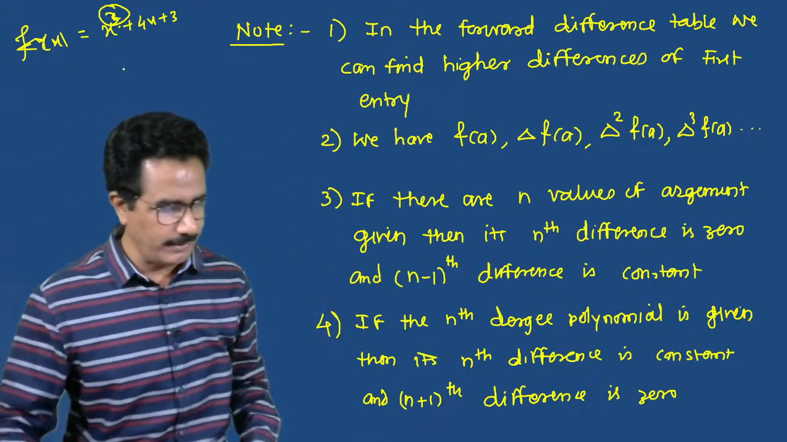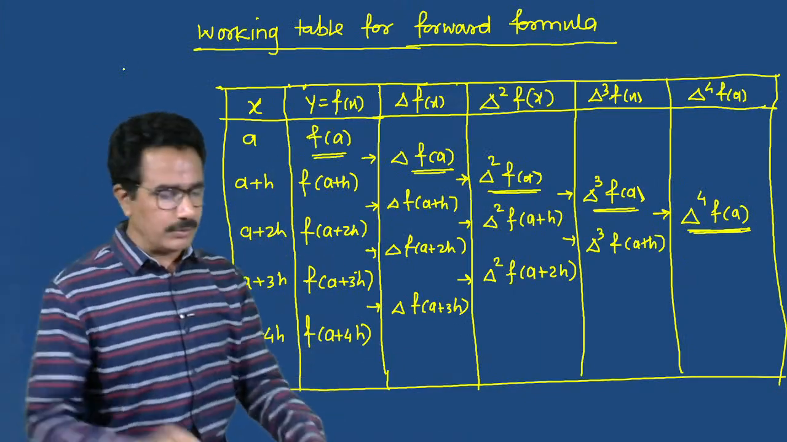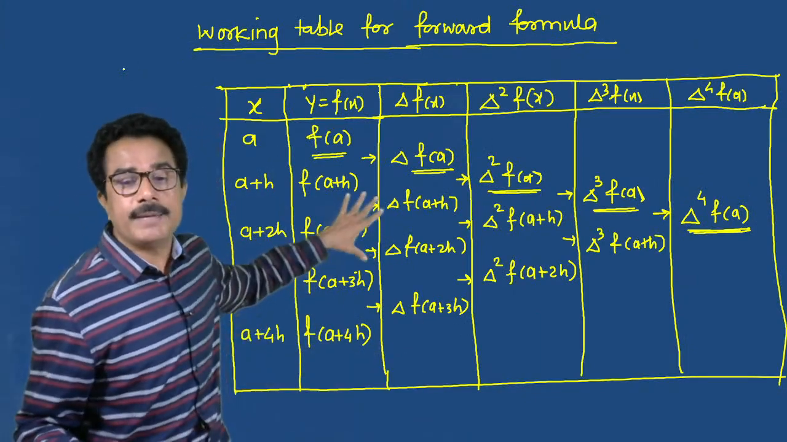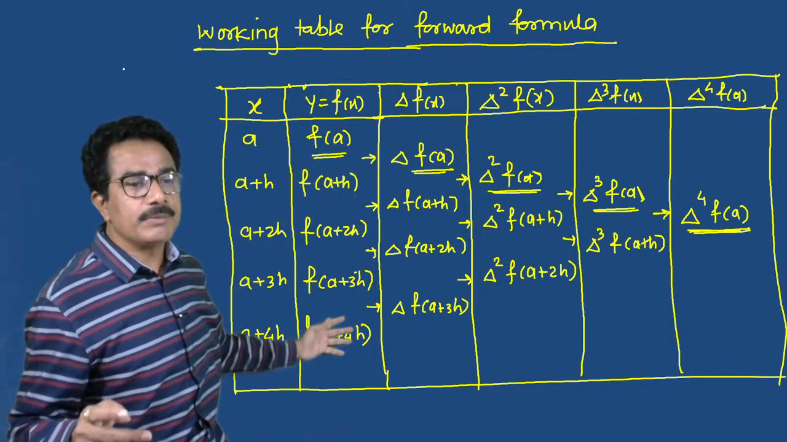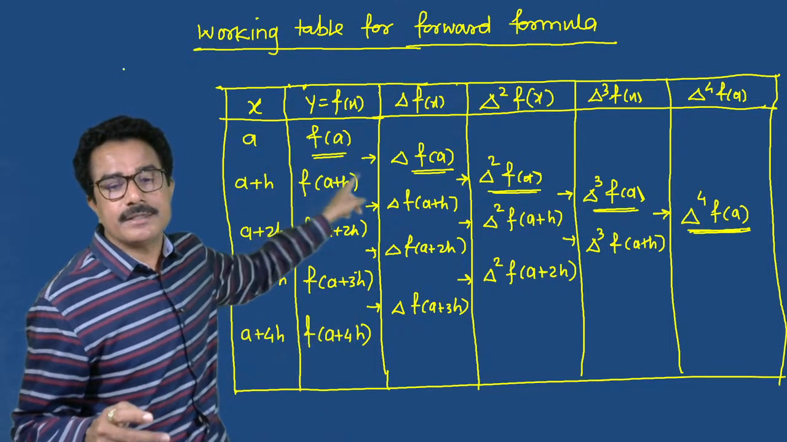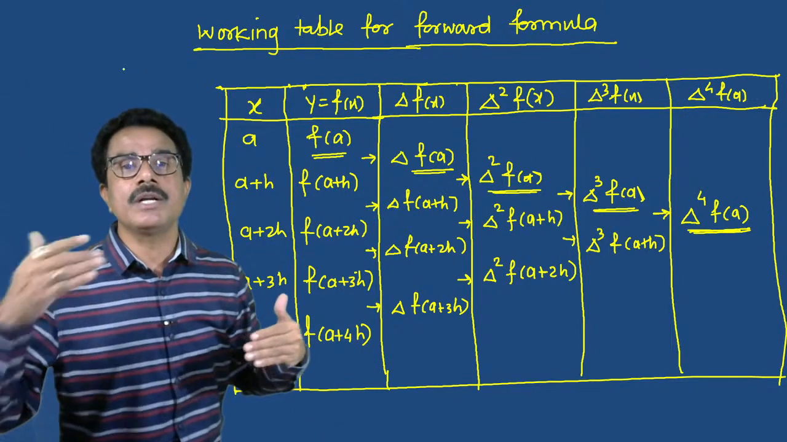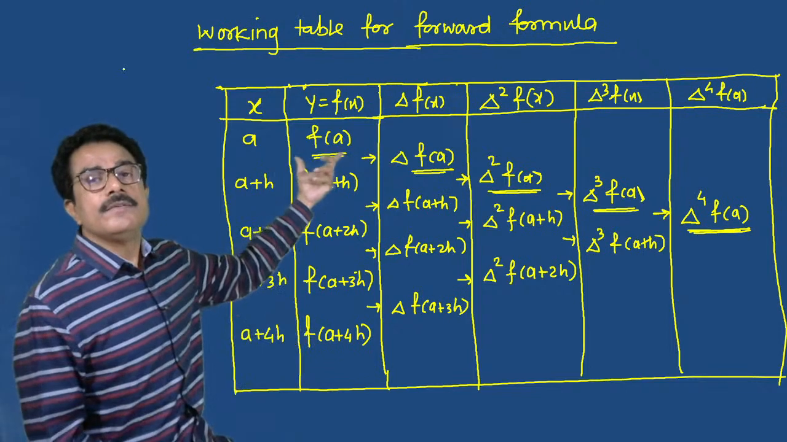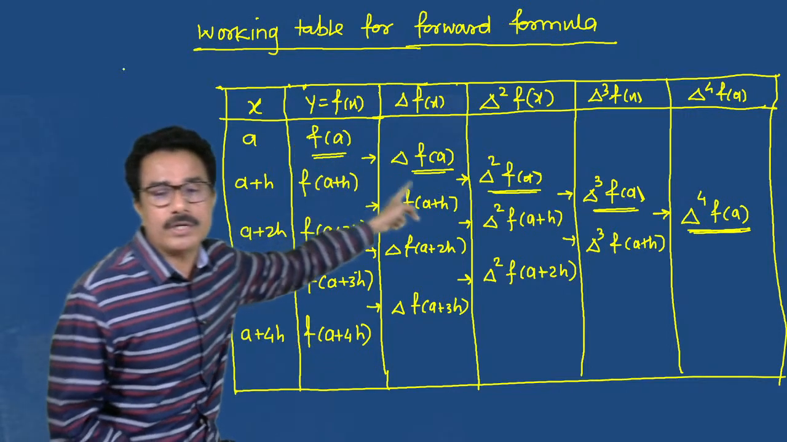दोन नियम लक्षात ठेवा. These are the two rules you must note. हा टेबलवरनं लक्षात. This is the forward difference table. Working of the forward difference table: we will get in the forward difference table higher order differences of first entry. पहिली एंट्री मीन्स f(a) चे हायर ऑर्डर डिफरन्सेस मिळतात.